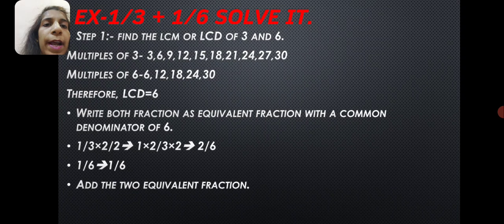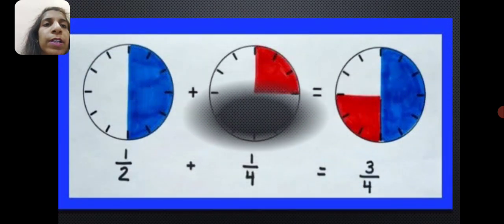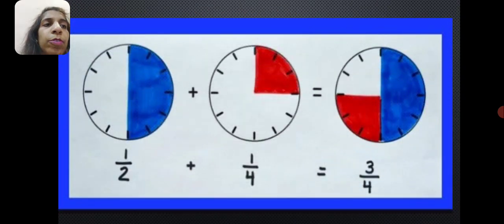We have to add these two fractions. We add the two equivalent fractions, that is 2 plus 1 whole by 6. These are like denominators, 6 and 6. Next we add only the numerator part, 2 plus 1 whole by 6. We get 3 by 6, which is nothing but 1 by 2. Let's move further. So these are examples of addition of fractions.